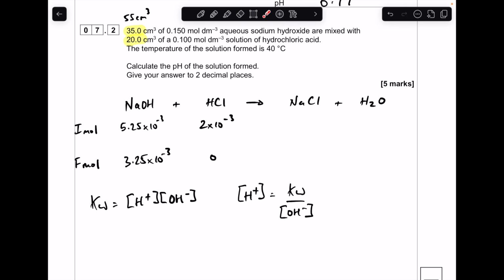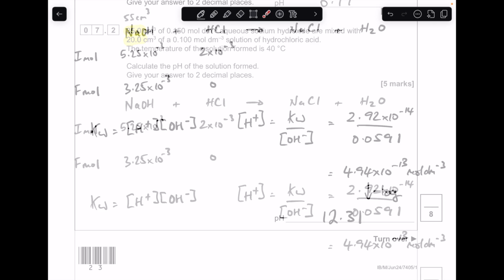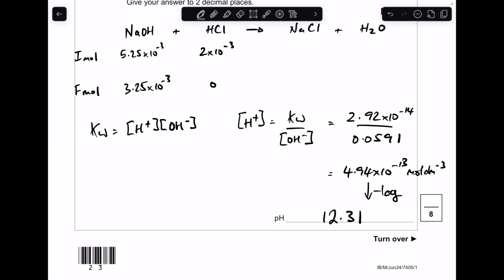So we're going to take these moles here and divide by that combined volume, 55 cm cubed, but it's got to be in decimeters cubed. So you can see there the hydroxide ion concentration came out as that. So Kw over that is giving us an H+ concentration of this here, which all we need to do now is minus log to get the pH, which to 2 decimal places is 12.31.